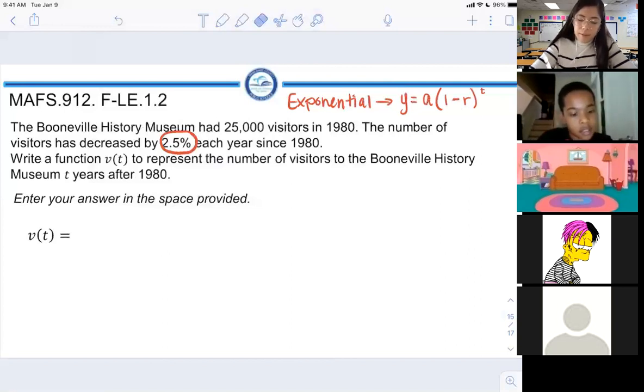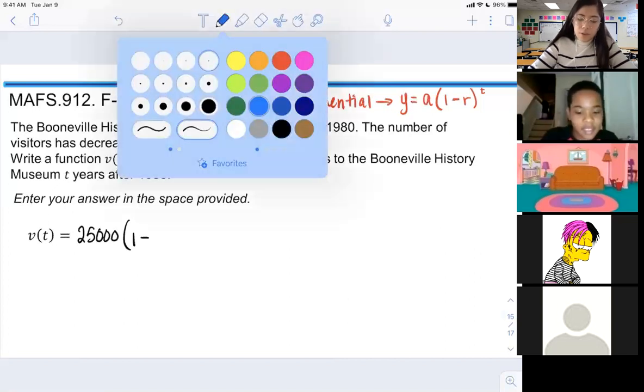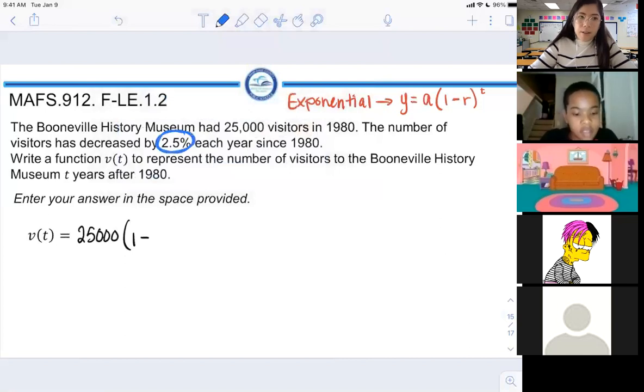What is my A? What is my rate? What do I write? 25,000, good. That's my A. And then 1 minus, what's my rate? 2.5%. Be careful. This is 2.5%. Now we've got to go backwards. 2.5% as a decimal would be, no one has it yet.